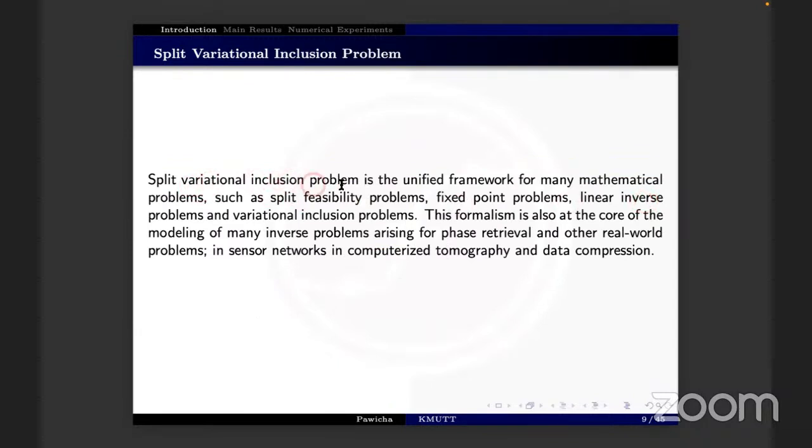The split variational inclusion problem is a unified framework for many mathematical problems such as the split feasibility problem, the variational inequality problem, the linear inverse problem, and the variational inclusion problem. It also applies to real-world problems in sensor networks, computer science, tomography, and data compression.